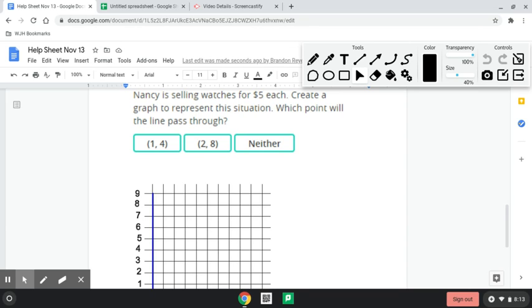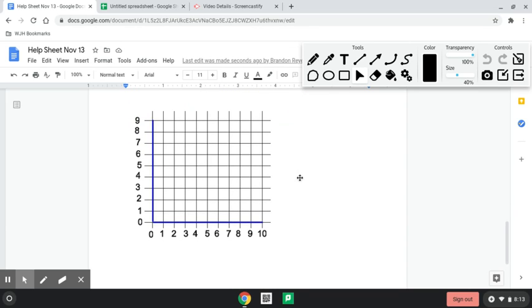So to create a graph, we need to think about what points we're going to have on the graph, first of all. So we think this is going to be the number of watches, and that will be X. Money is almost always Y. So W for watches, money sign for money. I know it's a dollar sign. So 1 watch, 2 watches, 3 watches, 4 watches.